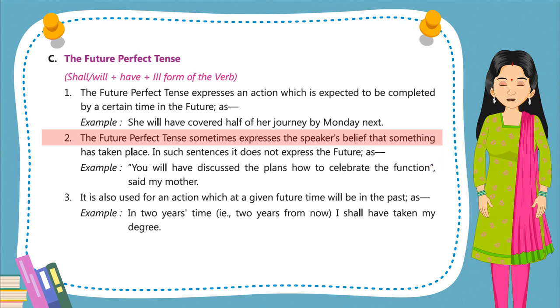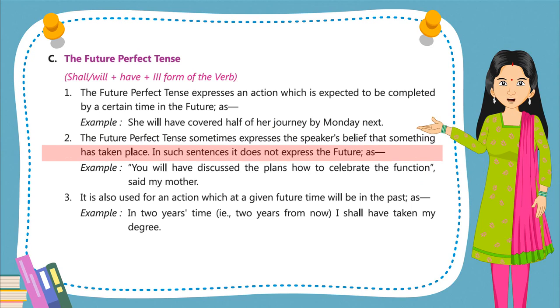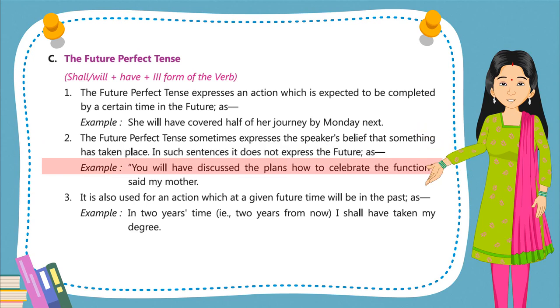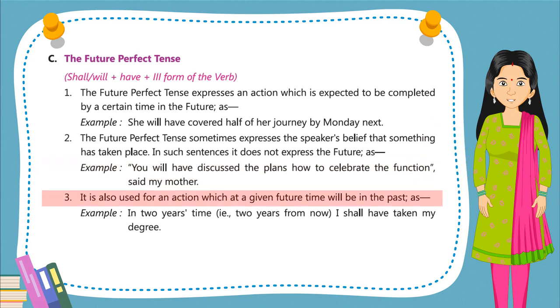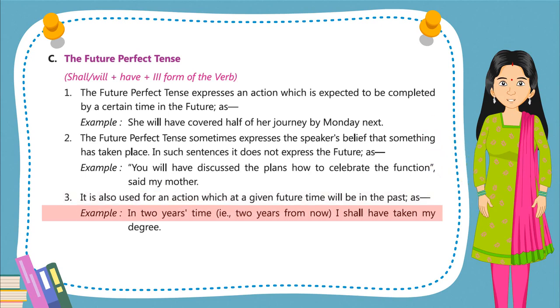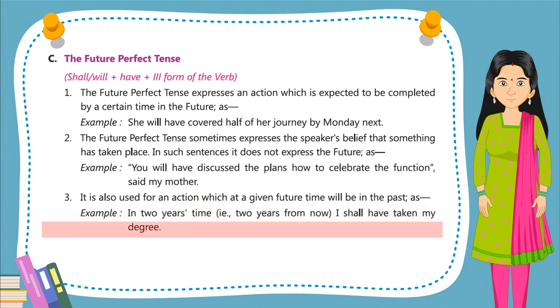2. The future perfect tense sometimes expresses the speaker's belief that something has taken place. In such sentences, it does not express the future. As, example, you will have discussed the plans how to celebrate the function, said my mother. 3. It is also used for an action which at a given future time will be in the past. As, example, in 2 years' time, i.e., 2 years from now, I shall have taken my degree.